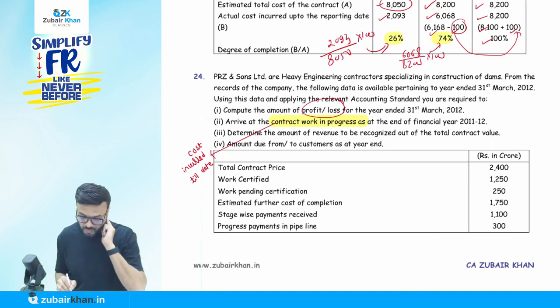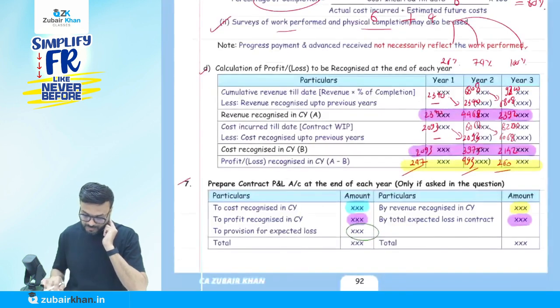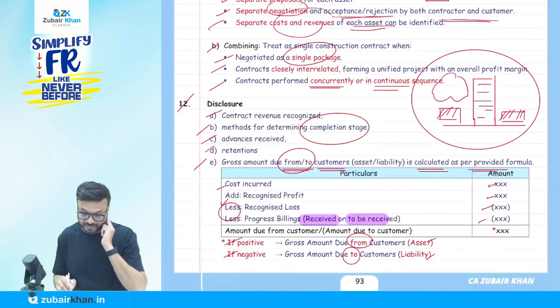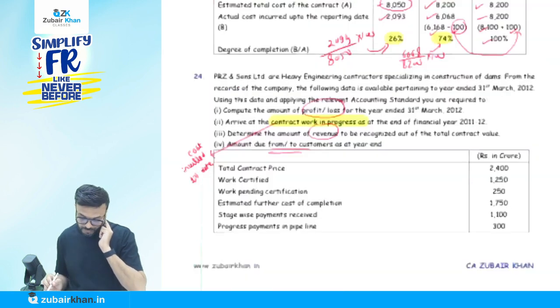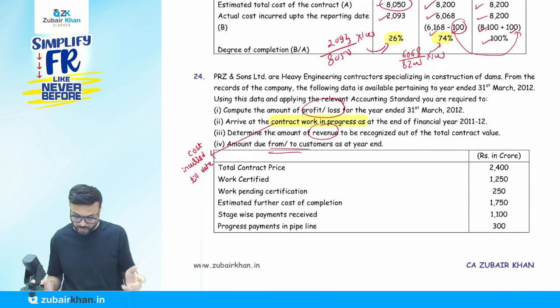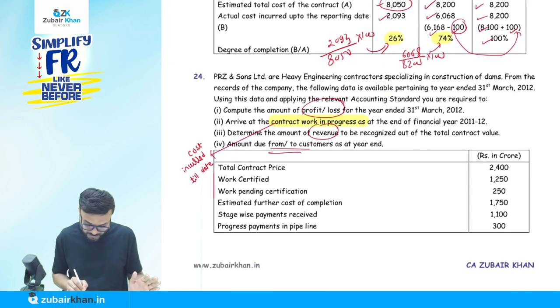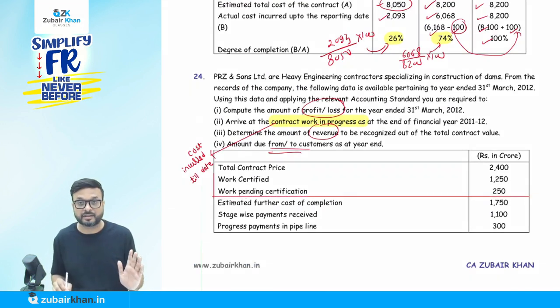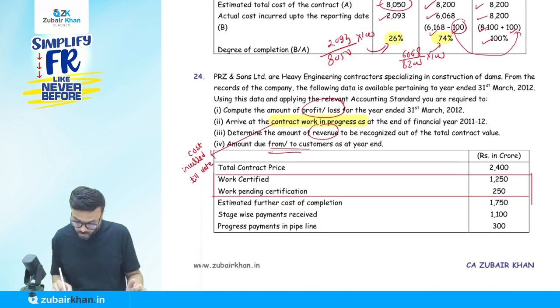Now they say how much is the contract work in progress. There is a cost incurred till date, and they ask to determine the amount of revenue to be recognized, and then the amount due to or due from. Do you remember, as I told you, these disclosures are due to or due from. They say total contract price is 2,400 crore. Work certified 1,250, work pending certification 250. Whether work is certified or not doesn't matter here. So that is 1,250 plus 250 not certified.